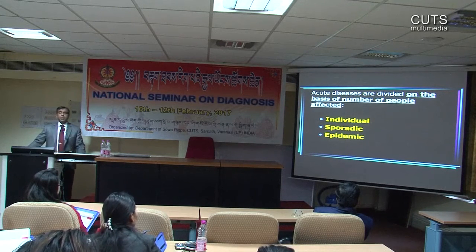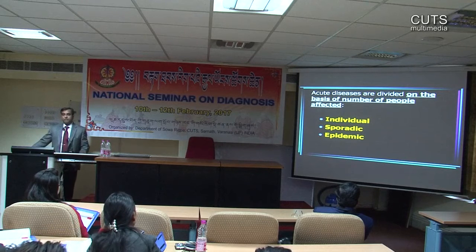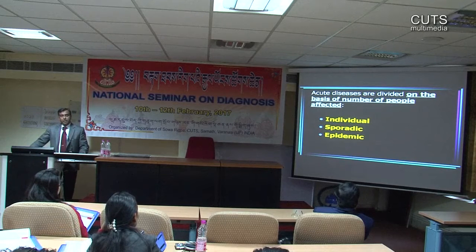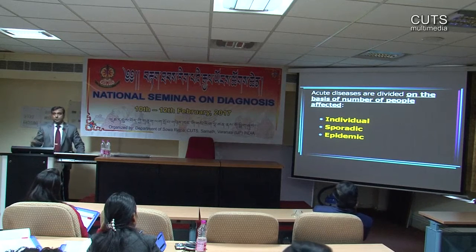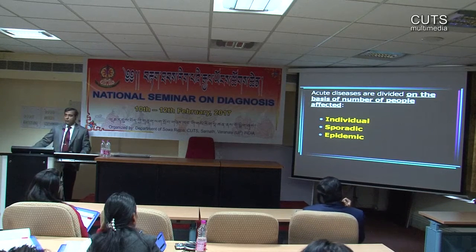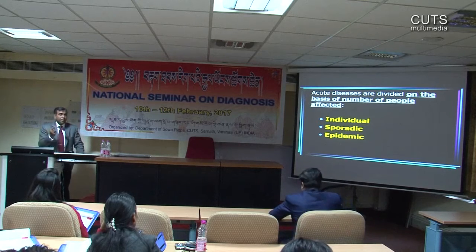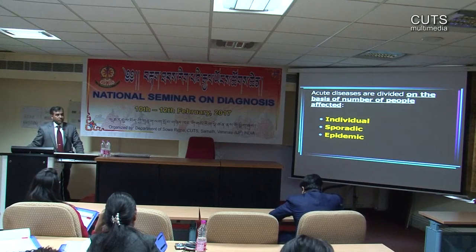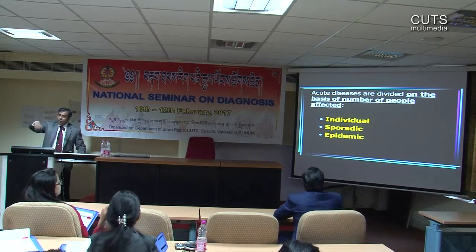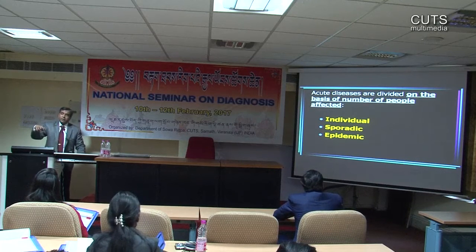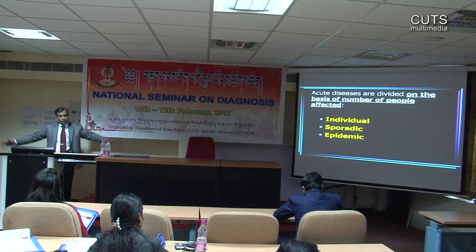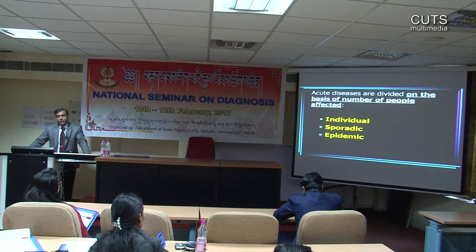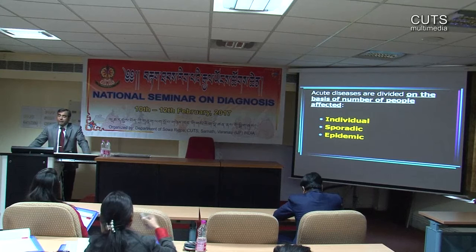And acute diseases are of three types, depending upon how many persons are affected. This is the homeopathic concept I am sharing with you. When only one person is affected, it is called individual type of acute disease. When a small group of persons is affected, it is called sporadic. And when a large number of people of one particular geographical area are affected, it is called epidemic.